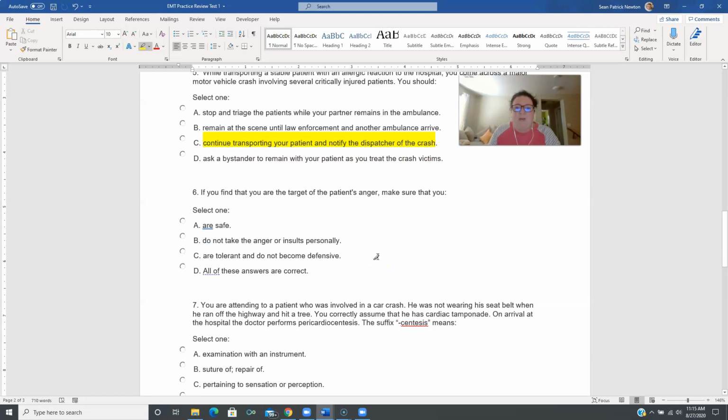If you find that you are the target of a patient's anger, make sure that you, A, are safe. Yes, good answer. B, do not take insults or anger personally. Yes, you can't take it personally. You're just going to treat everybody with kindness and compassion, treat everybody equally, do your job, transport the patient, and not take anything personally. C, that you're tolerant and do not become offensive. Correct. So all of those answers are correct. Luckily, we don't have to choose the best one here.